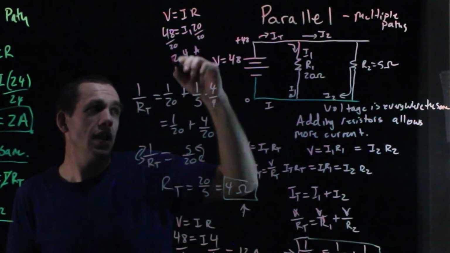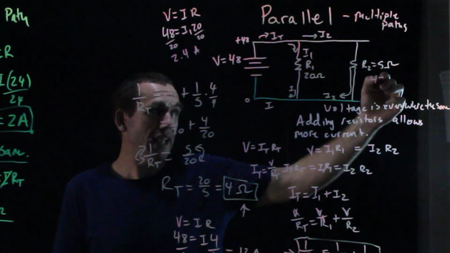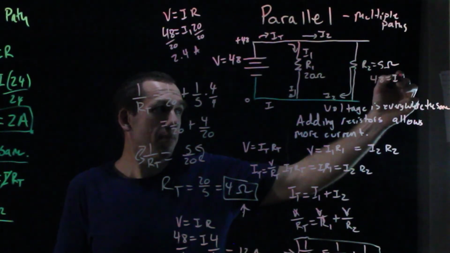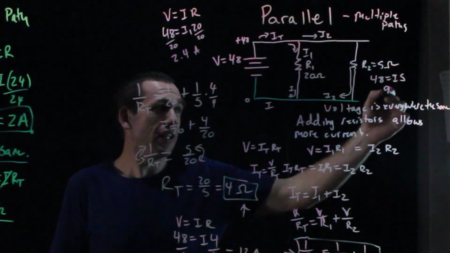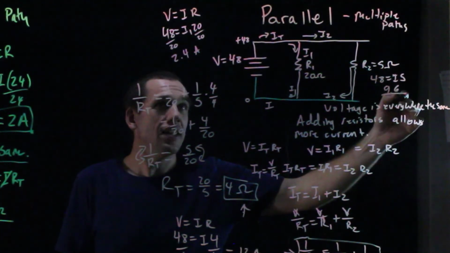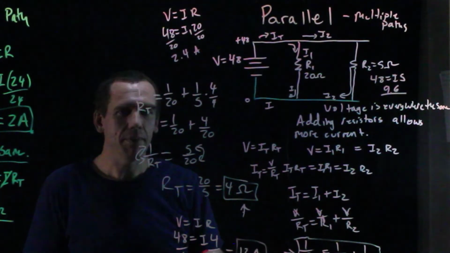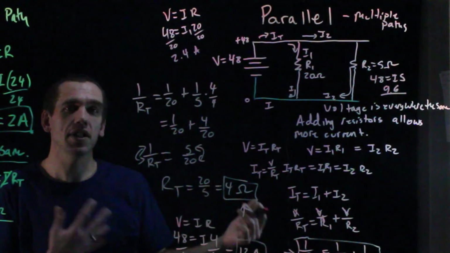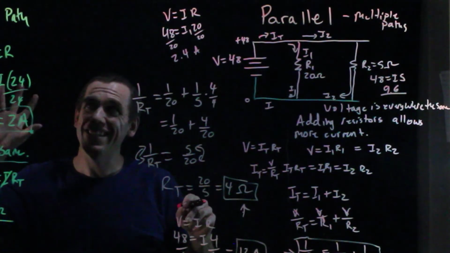And then we could do the same thing over here, and we would get 48 V equals I times 5, and 5 goes into 48 9.6 times, and 9.6 plus 2.4 is the 12 amps that we said we should get. So energy is still conserved, it's just different in a parallel circuit than in a series circuit.